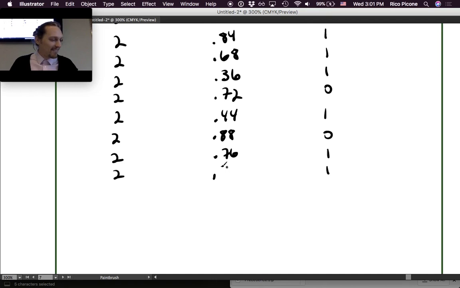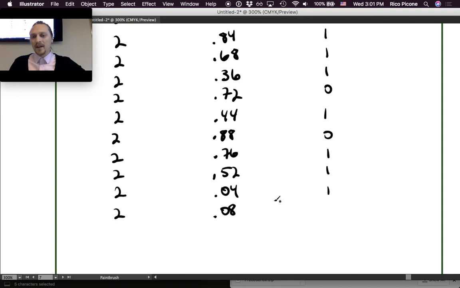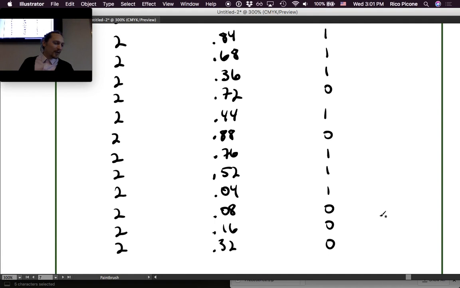0.76, so that gives us 1.52, and we had an overflow. 2 again. 0.04 with an overflow. 0.08, no overflow. 0.16. These ones are easy. No overflow. 0.32, no overflow. Let's stop for a second and think. What would I need to get in order to stop this thing? 0.50? Yes, you need 0.50, and then you multiply by 2, and you get yourself a nice 1.0, and it's just zeros forever, right? But, by God, we are still going.